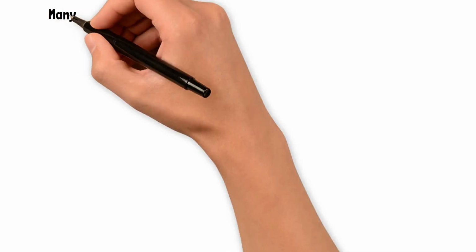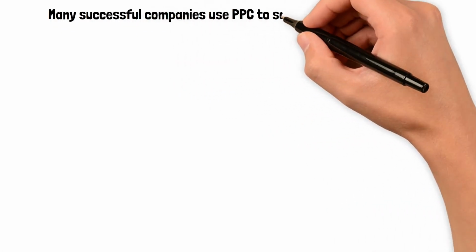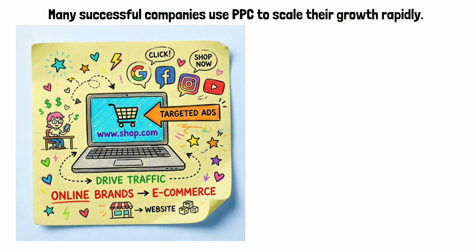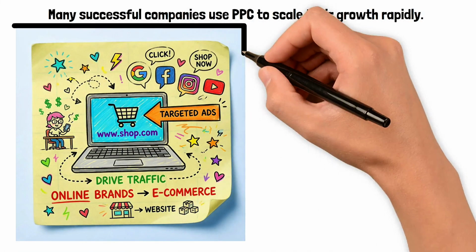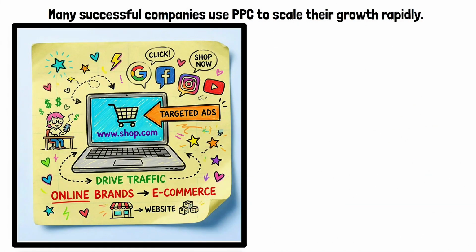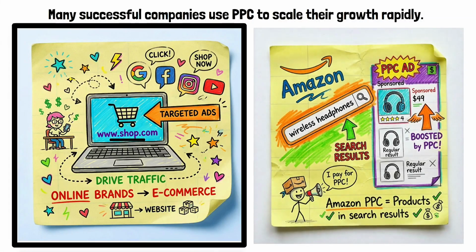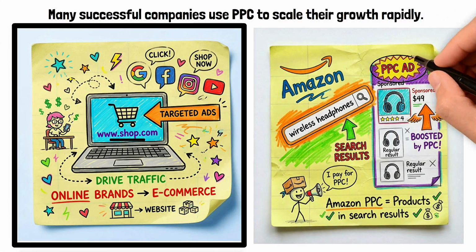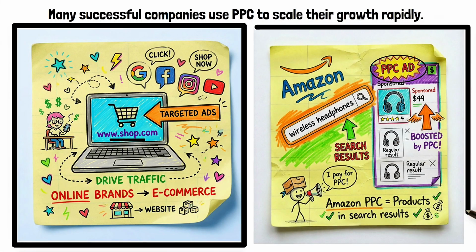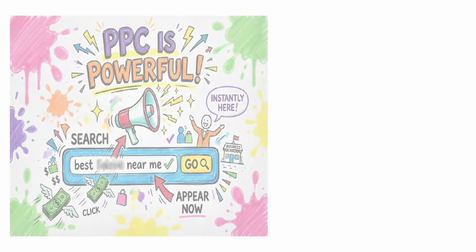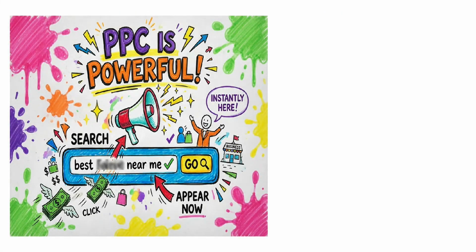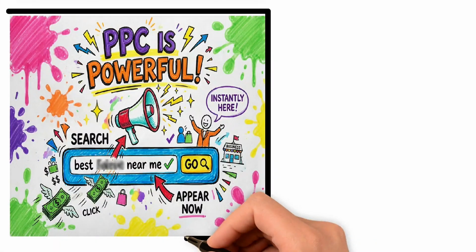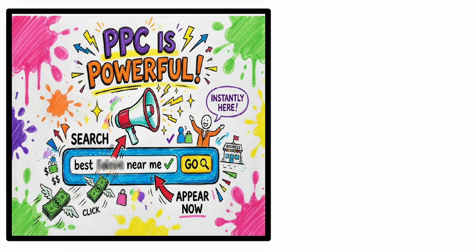Many successful companies use PPC to scale their growth rapidly. For example, online brands and e-commerce platforms often use targeted ads on Google and social media to drive traffic directly to their websites. Companies like Amazon also operate their own PPC advertising system, allowing sellers to promote products within Amazon search results. PPC advertising is powerful because it allows businesses to appear instantly in front of potential customers.